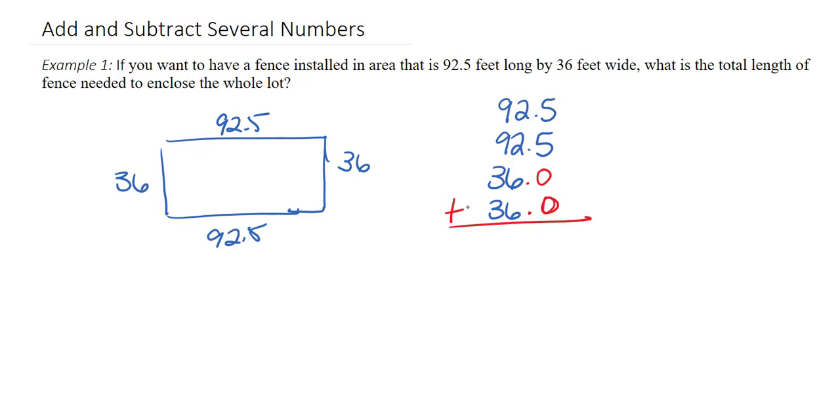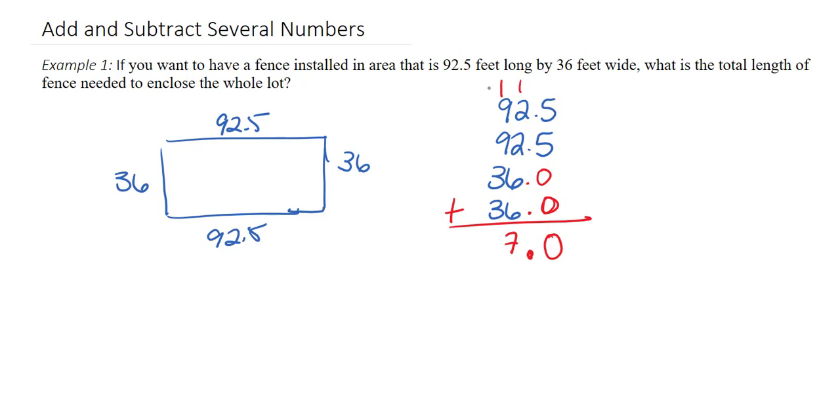Because we lined up our place values, our decimals are all lined up, right? So now we can start on the far right. 5 plus 5 plus 0 is 10. So we're going to put the 0 below, carry the 1, bring down the decimal. 1 plus 2 is 3, plus 6 is 9, plus another 6 is 15. So we put a 5 below, carry the 1. 1 plus 9, that's 10, plus 9 is 19, plus 3, plus 3.